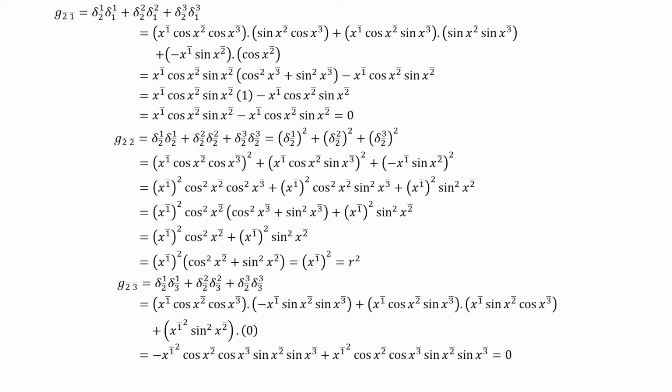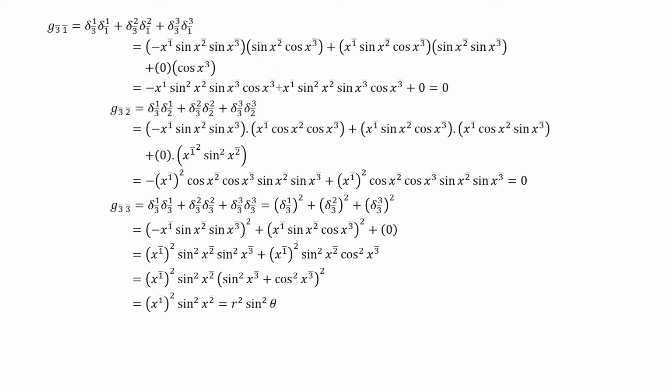Okay, so guys, the last term of this slide, g 2 bar 3 bar, means we are changing a bar as 2 and b bar as 3 and substituting this on the right side, and we get the result 0. Now g 3 bar 1 bar is equal to delta 1 3 bar delta 1 1 bar plus delta 2 3 bar delta 2 1 bar plus delta 3 3 bar delta 3 1 bar, is equal to, we multiply all these terms, it gives the result 0.